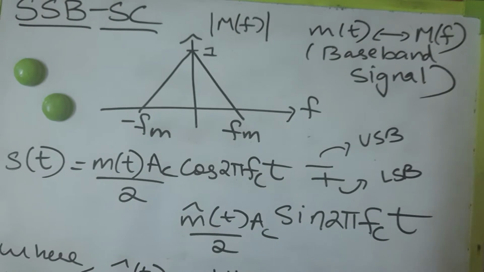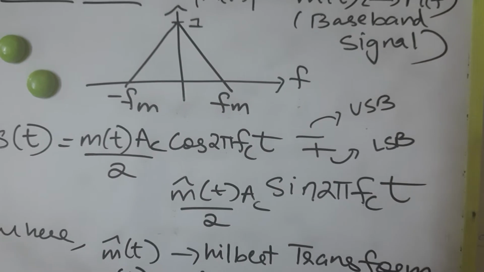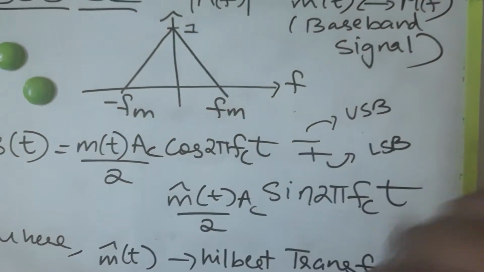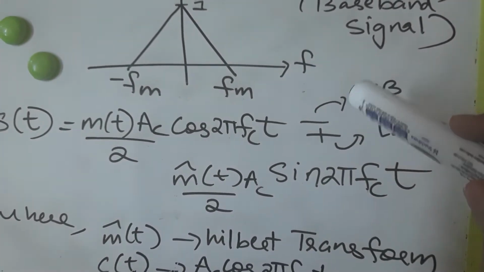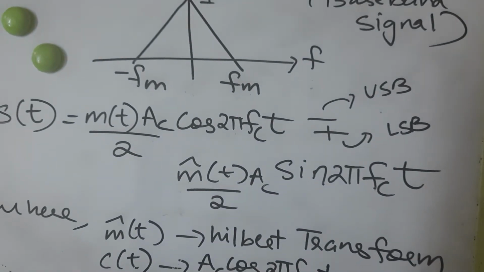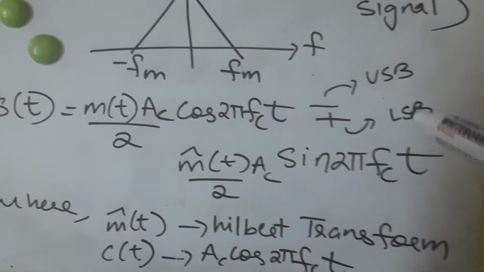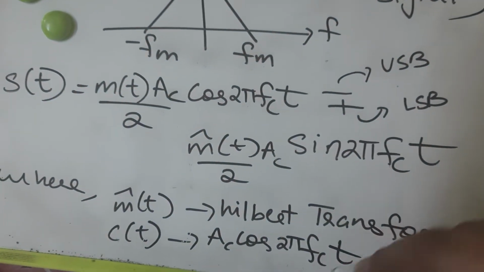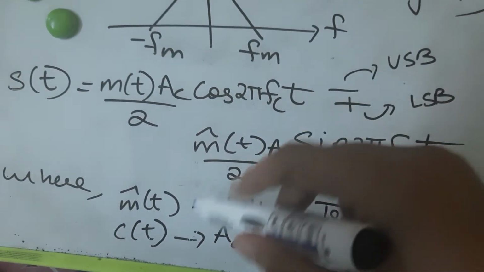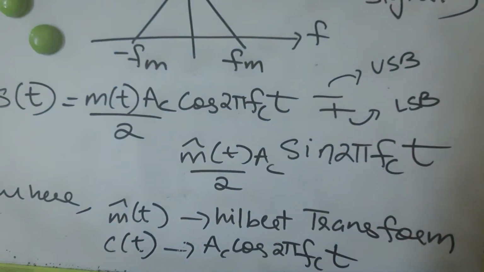SSB is nothing but single sideband suppressed carrier, and here I have directly given the expression for s of t. Now here you can see that I have a plus sign and a minus sign, where plus stands for the lower sideband and minus stands for the upper sideband. And m bar of t is the Hilbert transform of the function m of t, and c of t is the carrier function, which is Ac cos 2 pi fct.